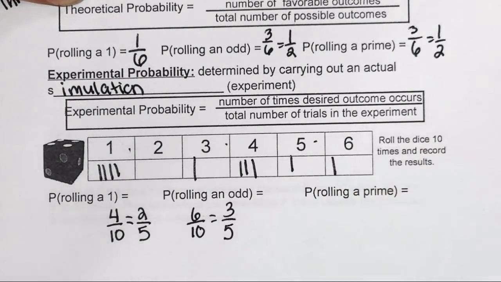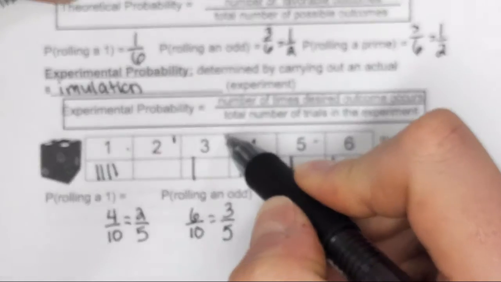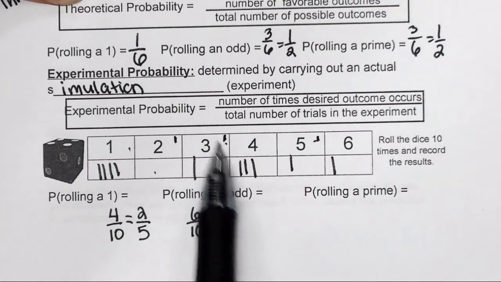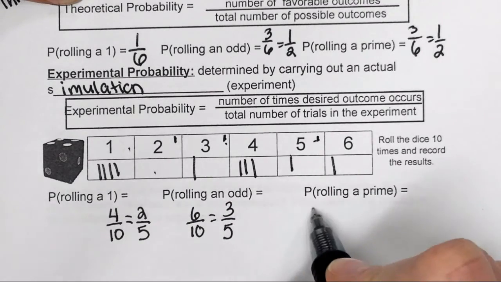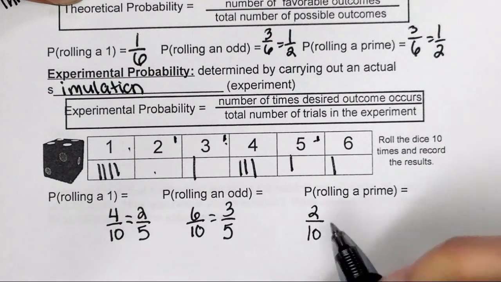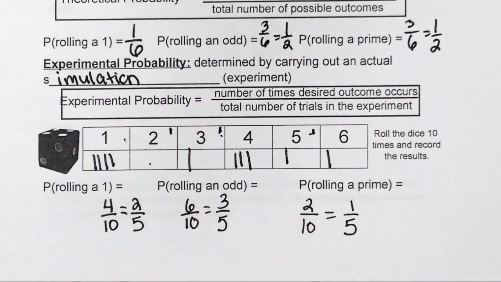And then the last one we're looking for is the probability of rolling a prime number. So my prime numbers are 2, 3, and 5. So I don't have any tallies in 2. I have 1 and 3, and I have 1 and 5. So that would be 2 out of 10 came up as prime numbers. And if I simplify that, my experimental probability of rolling a prime would be 1 out of 5.